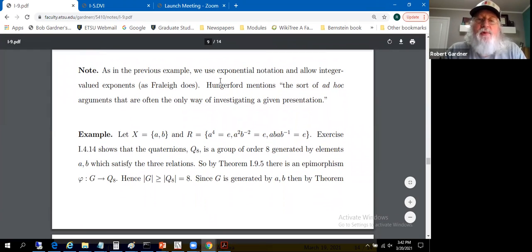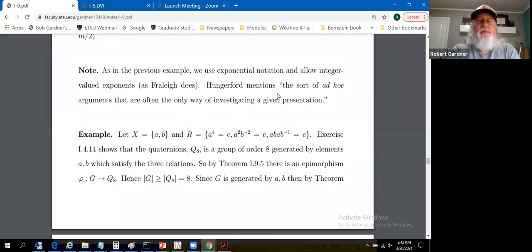As in the previous example, we'll use exponential notation. We'll allow integer exponents, as Fraleigh does. Hungerford mentions, quote, "the sort of ad hoc arguments that are often the only way of investigating a given presentation." All right, so we'll illustrate that.